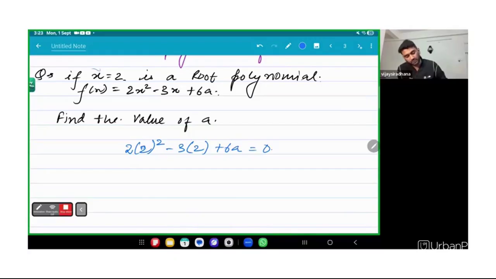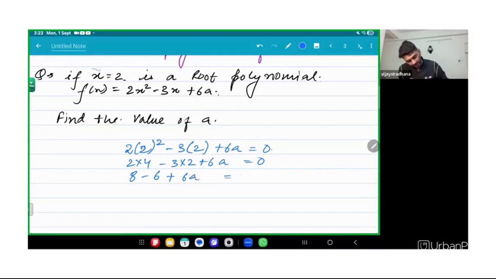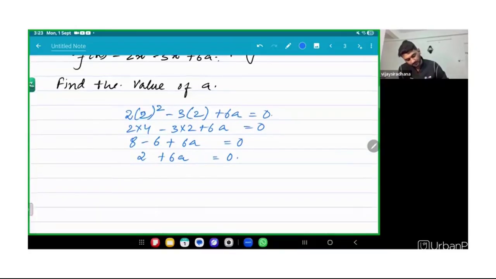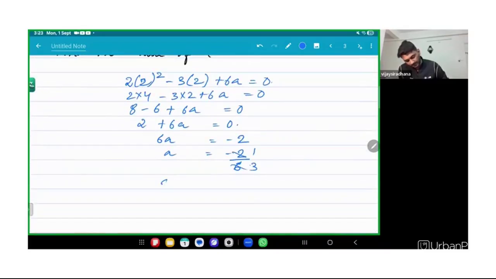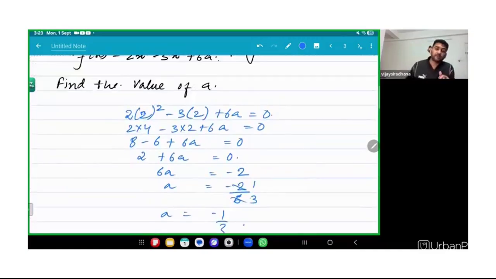With this we'll get 2 square is 4, so 2 into 4 minus 3 into 2 plus 6a is equal to 0. 2 into 4 is 8 minus 6 plus 6a is equal to 0. So this one would be 2 plus 6a is equal to 0. So 6a is equal to minus 2. So a is equal to minus 2 by 6, which is minus 1 by 3 if we simplify it. So a is equal to minus 1 by 3. So this is where we get the value.